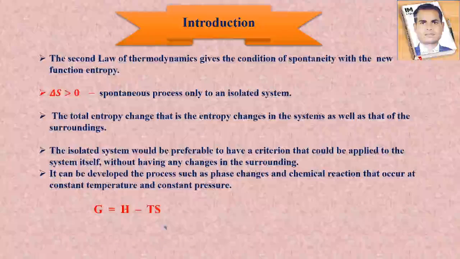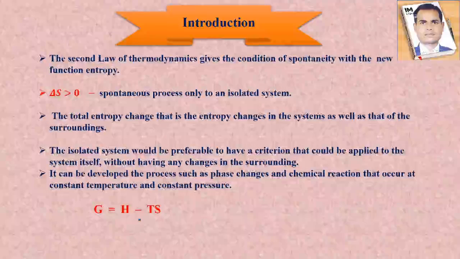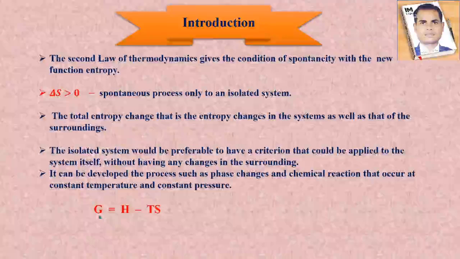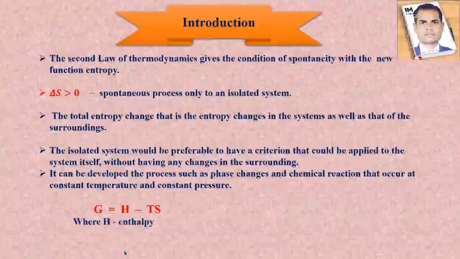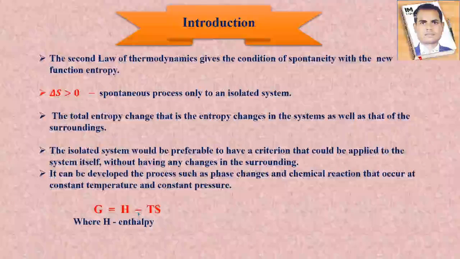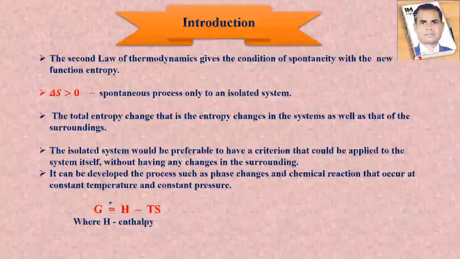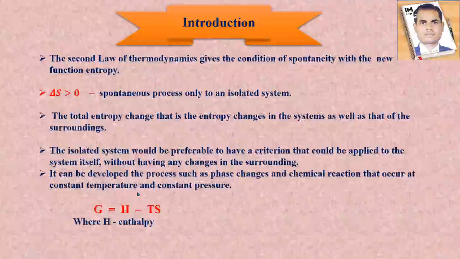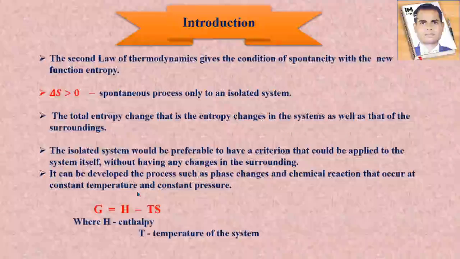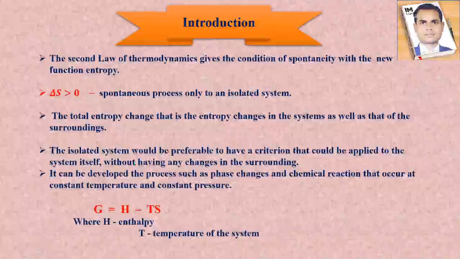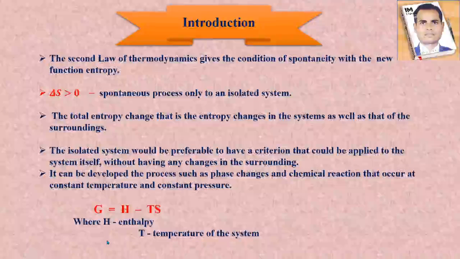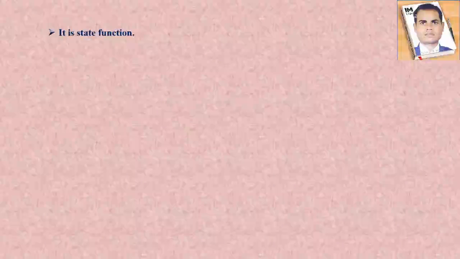and we can express that in this equation: G equals H minus TS. G stands for the Gibbs free energy, and H stands for enthalpy, right? T stands for the temperature of the system, and S stands for entropy, right? So like this we should know the meaning of each term. And it is a state function.